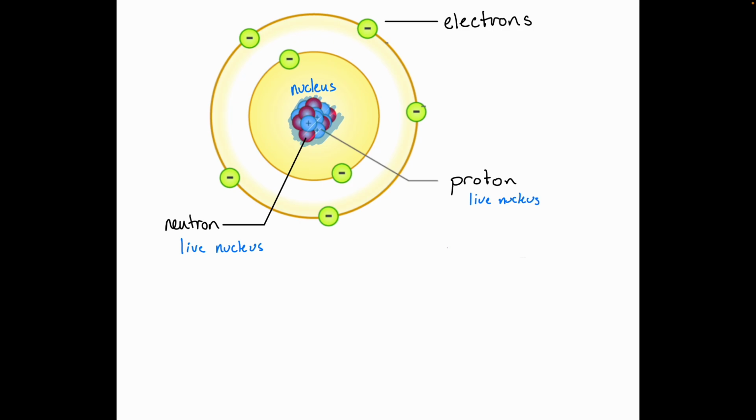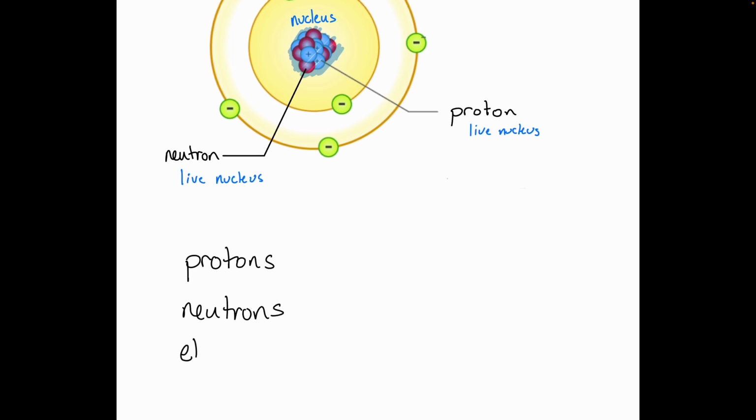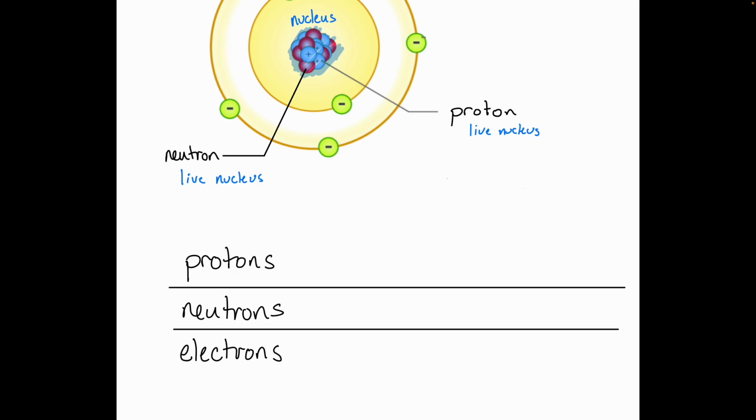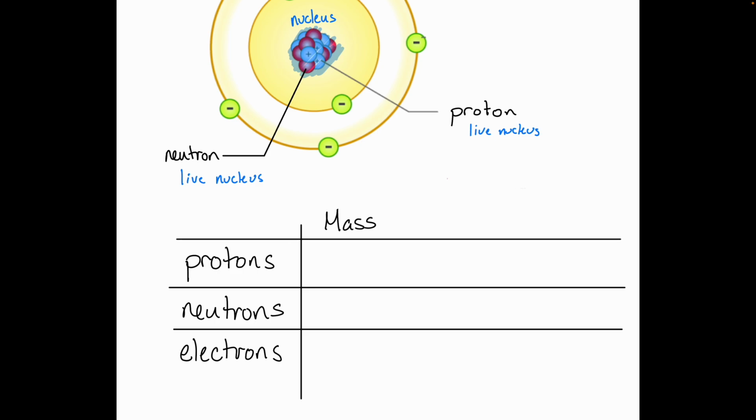So these three different subatomic particles have very different properties. So we're going to make a little table here. All right, we discussed where they live, but there are two other important differences that they share. Okay, the first one is the mass. There's a big difference between the mass of these three subatomic particles. Protons and neutrons are way more massive than electrons.